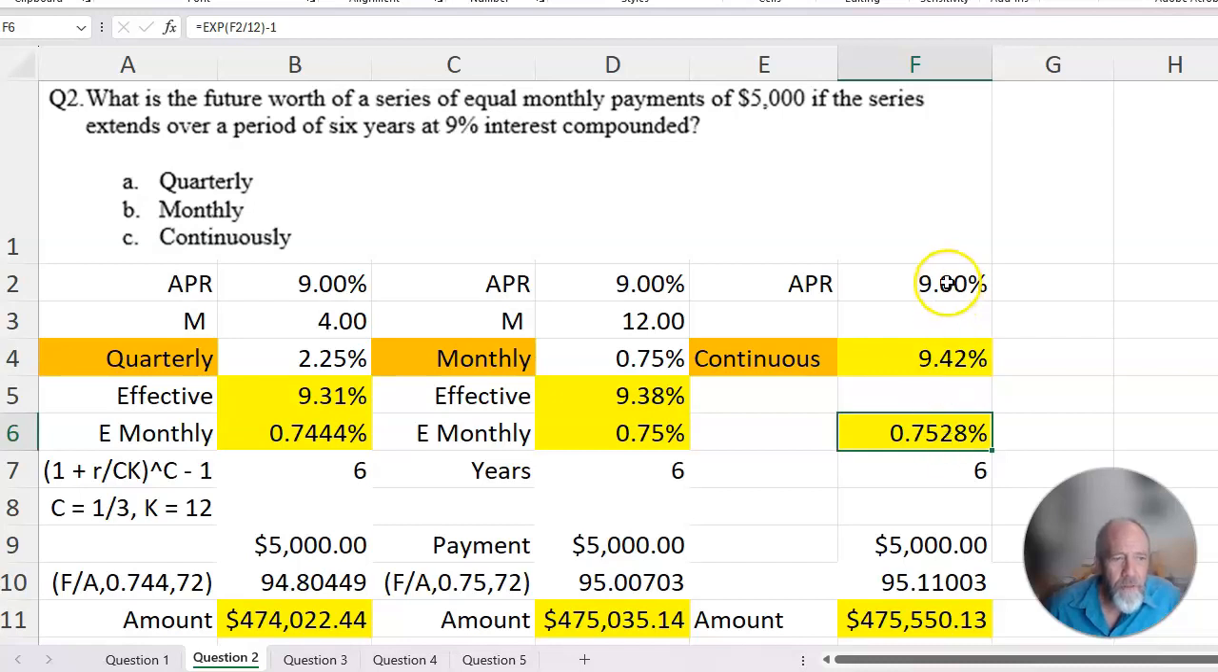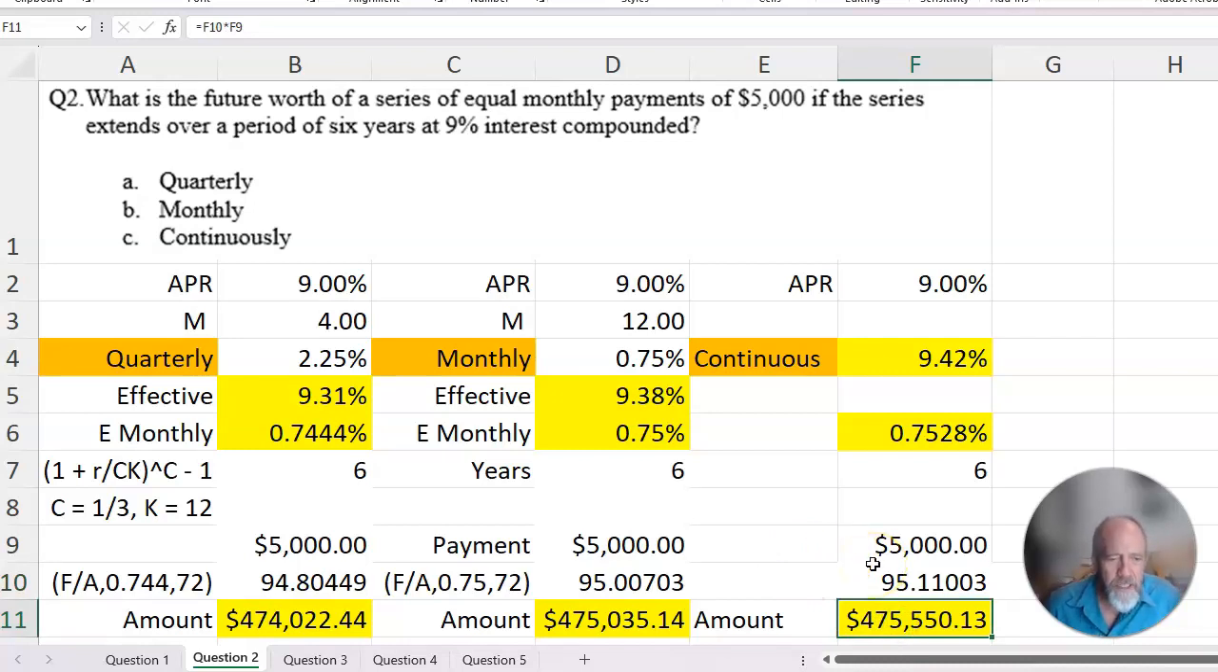F2, which is this guy right here, the APR divided by 12 minus 1. Use that F over A. There's your effective monthly, 72 periods. Voila. And multiply by 5,000, that's it.